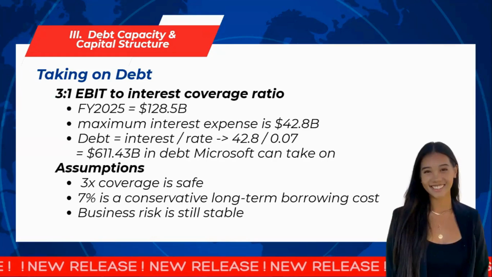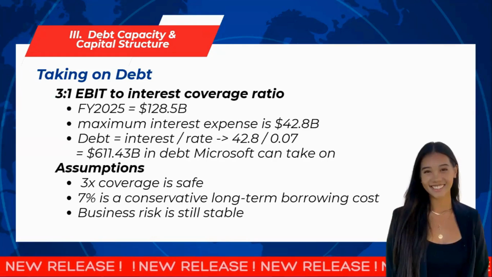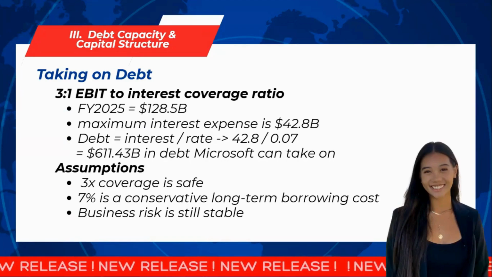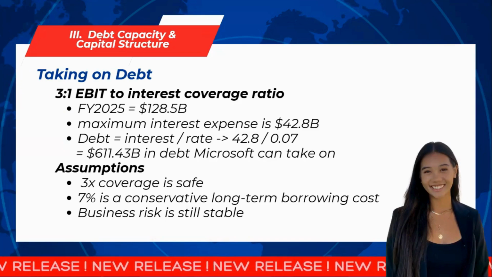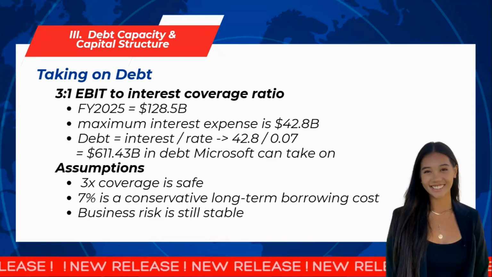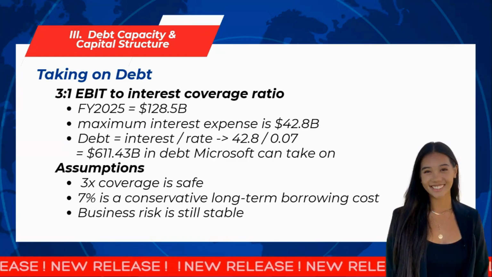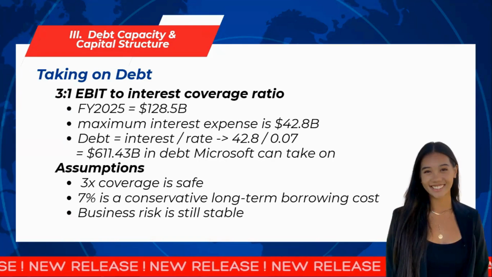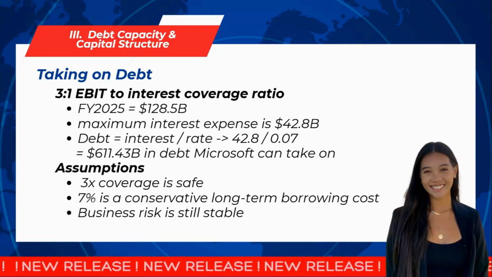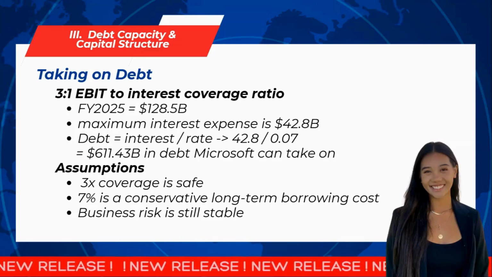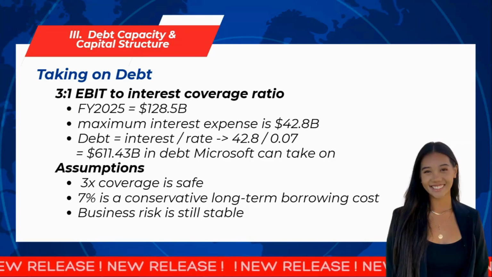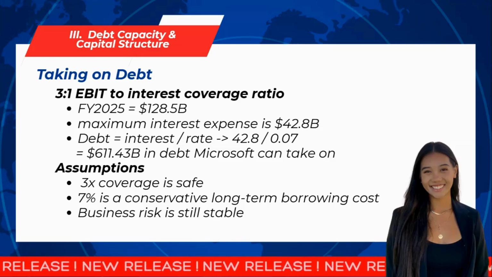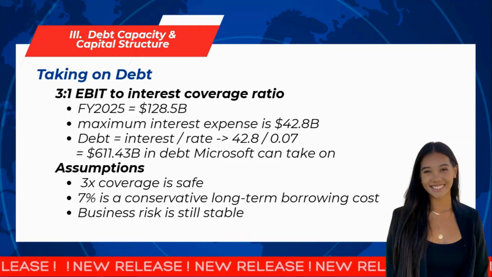So what would it look like if Microsoft decided to take on more debt? One of the methods is a 3-to-1 EBIT to interest coverage ratio. For fiscal year 2025, there was $128.5 billion, and the maximum interest expense is $42.8 billion. This ends up being a total of $611.43 billion that Microsoft can take on in debt.